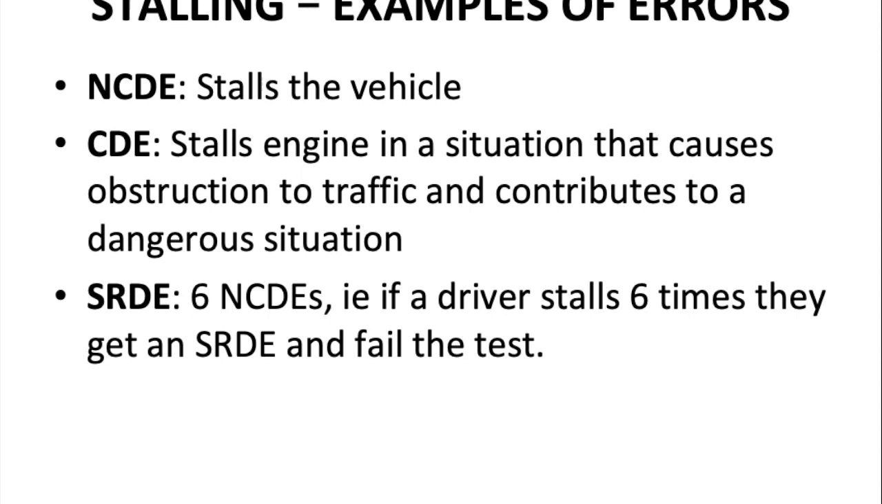Okay, so first of all, we've got stalling. The examples of the types of errors you can get for stalling. First of all, non-critical driving error stalls the vehicle. In that case, someone would secure the vehicle, start it up, and keep driving with the minimum of fuss. However, a critical driving error for a stall would be when the applicant stalls the engine in a situation that causes obstruction to the traffic and contributes to a dangerous situation.